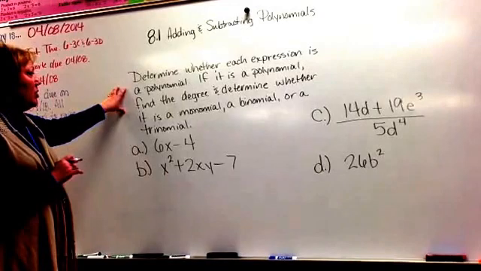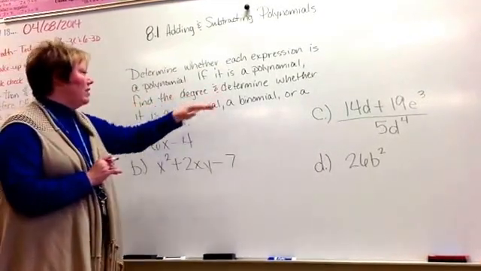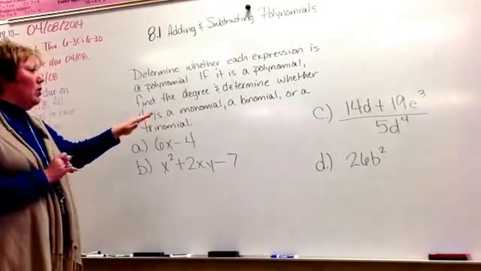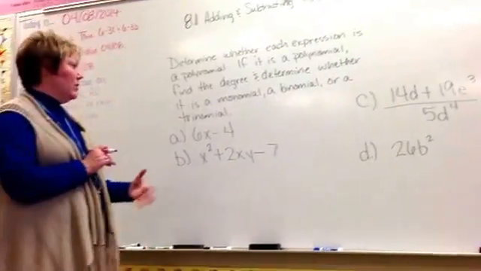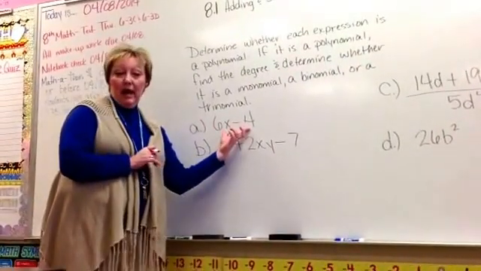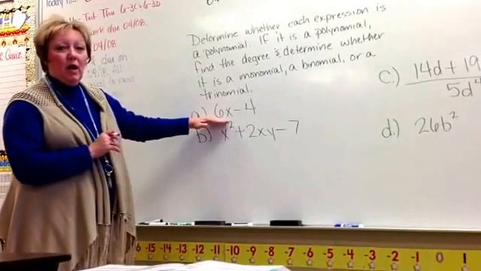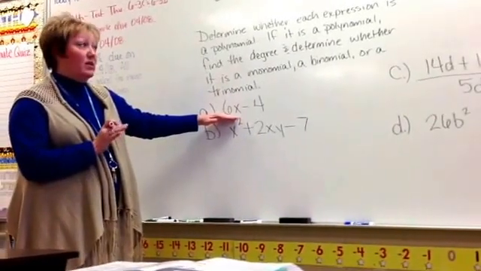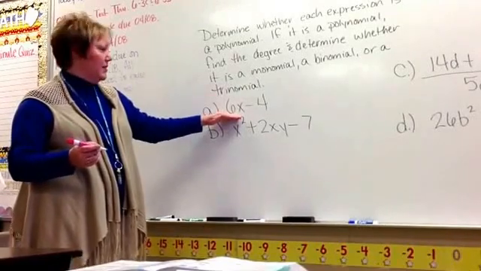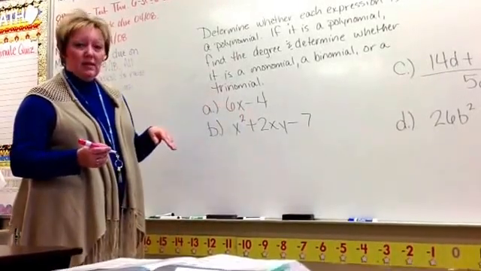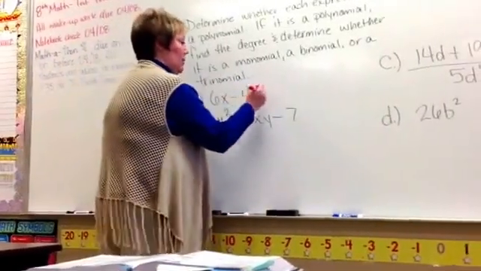Determine whether each expression is a polynomial. If it is a polynomial, find the degree and determine whether it is a monomial, a binomial, or a trinomial. First, we're going to look at example A. Is this a polynomial? Is it a sum or a difference? Remember that subtraction is just addition of the opposite. So is this a polynomial? I hope you said yes, because it is.